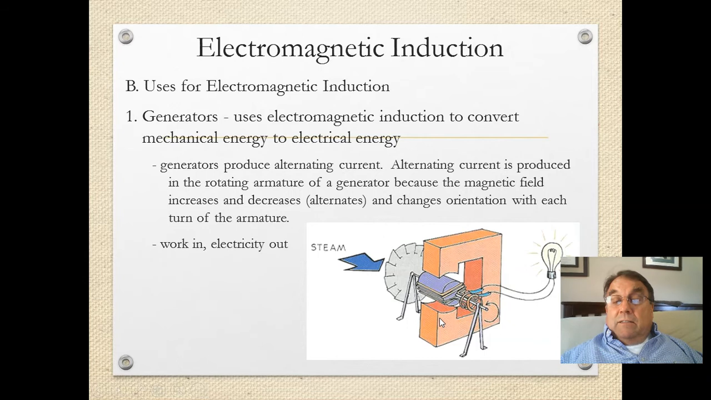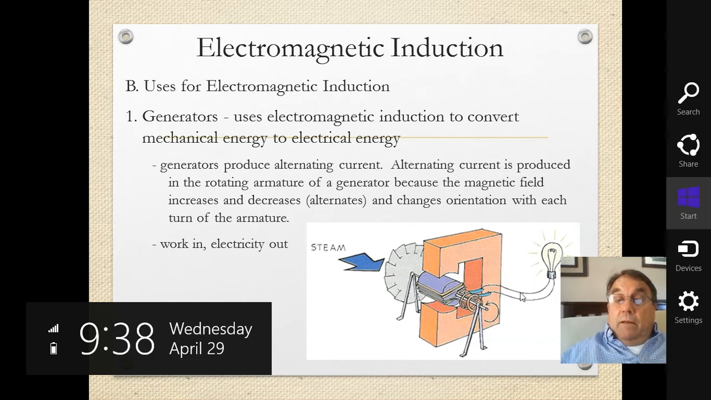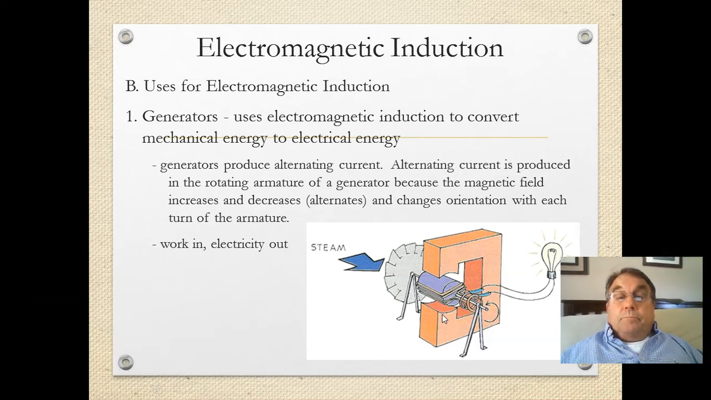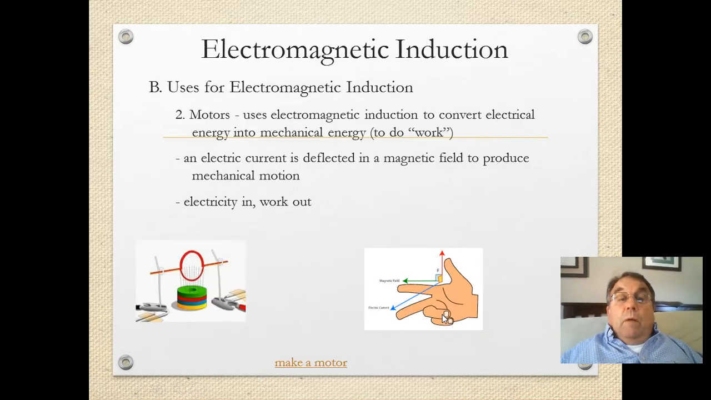So this is kind of what a motor looks like, or a generator looks like. You have the mechanical energy input, in this case from steam. It could be a wind turbine, it could be any kind of mechanical device. The generator turns, the loops are in here, and the magnets are here. So what's the difference between a generator and a motor?